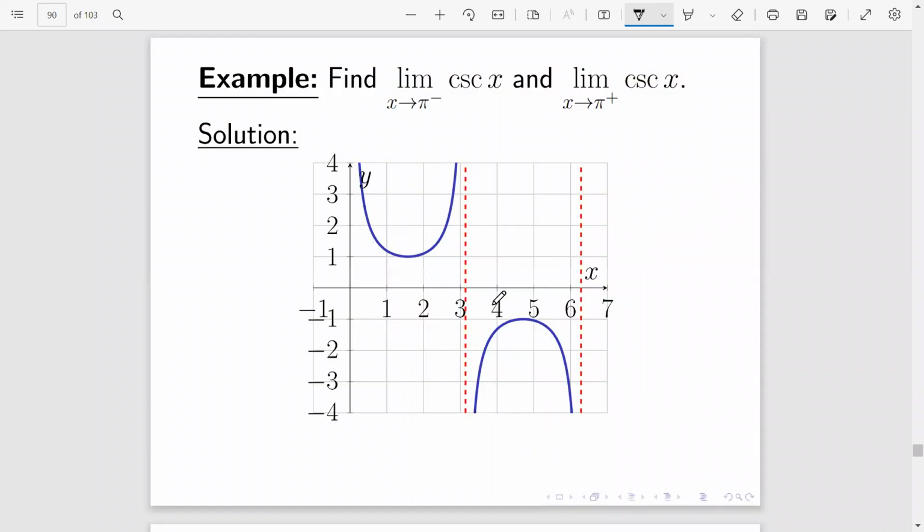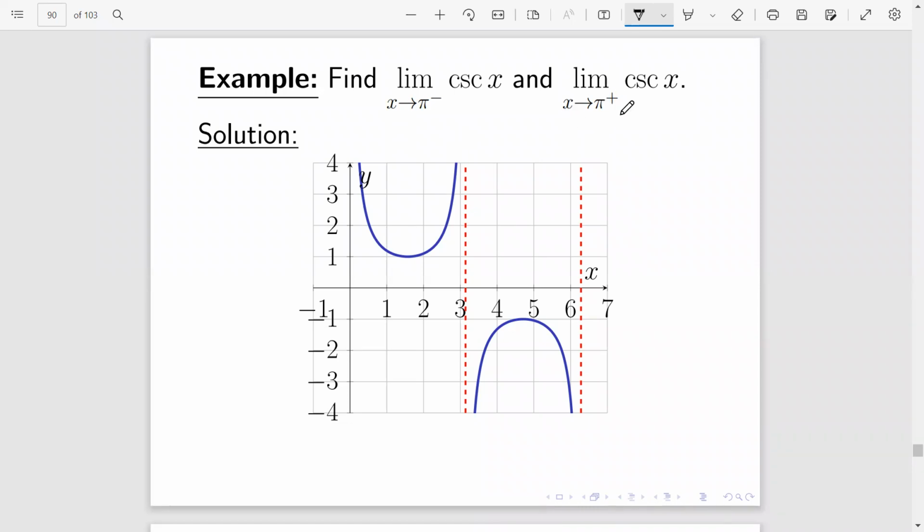Let me just draw the function. This is how the function looks. As you can see here, remember that pi is 3.14 something. Using the radian measure, where sine is supposed to be 0, we have an asymptote here. If you look at x approaching pi, which is somewhere here, 3.14, when x approaches pi from the left, the function goes to positive infinity.